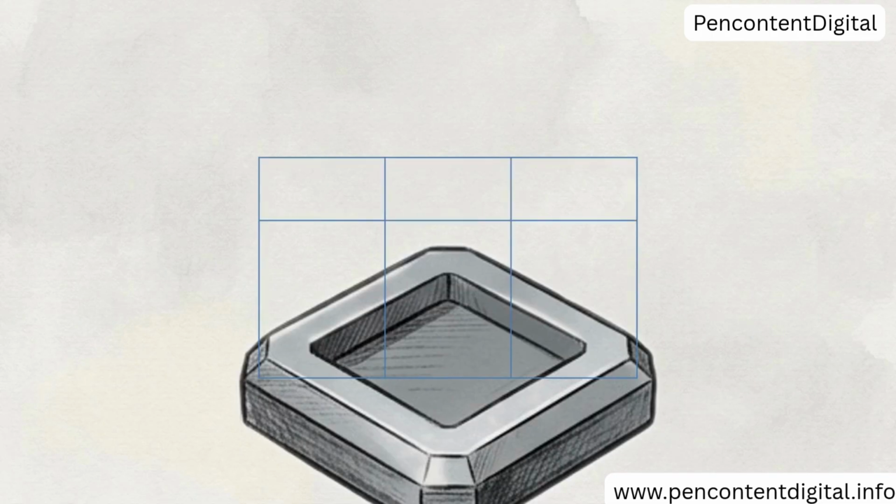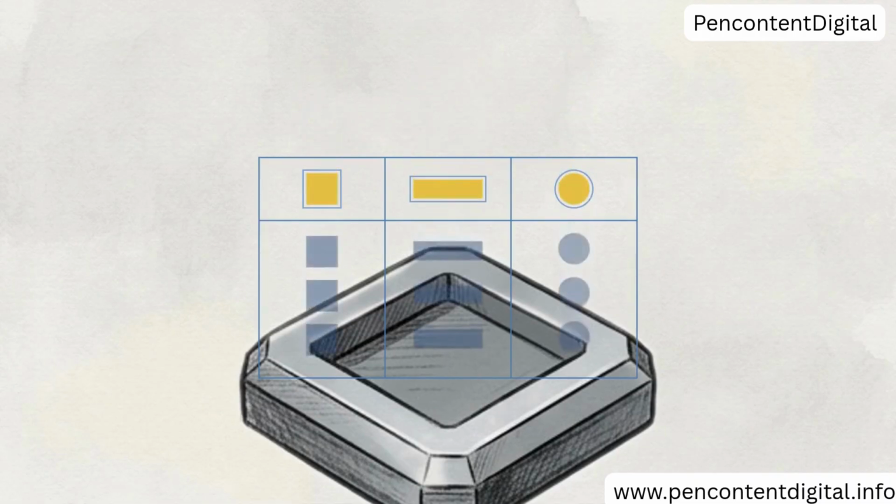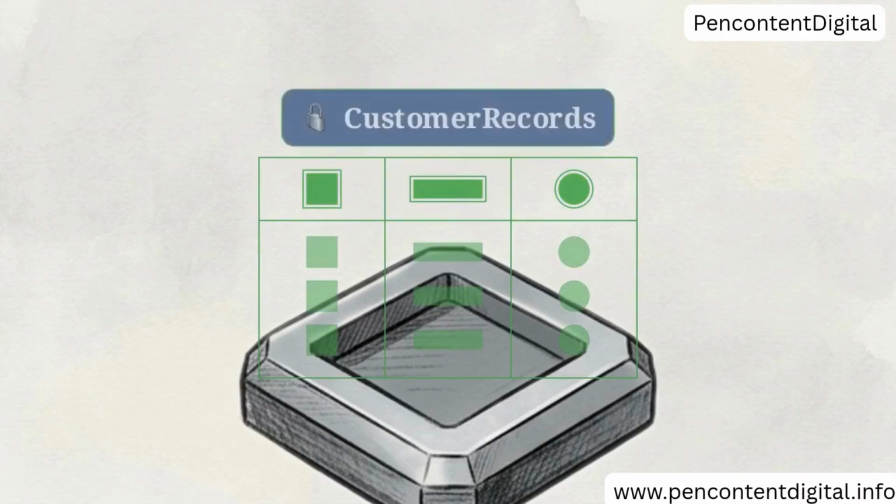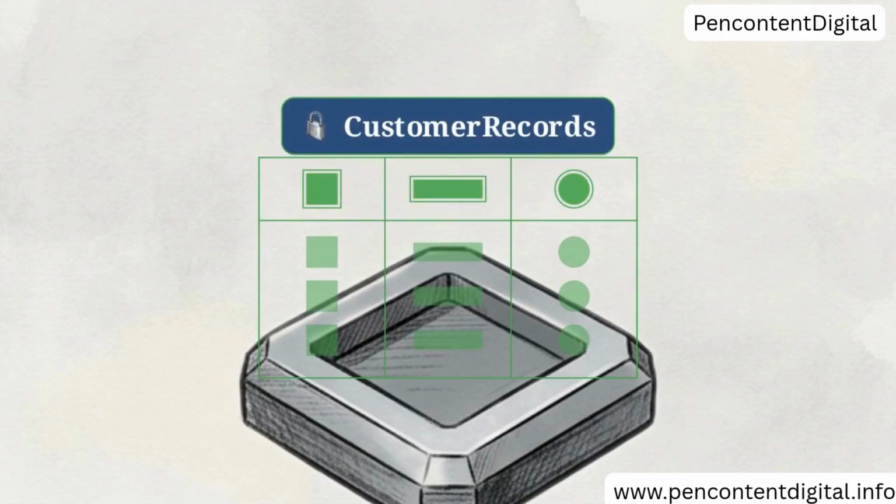A table requires strict rules. We define specific column names and then assign rigid data types to each one. This ensures incoming data matches our format. Once set, save the configuration with a definitive name, like Customer Records, locking that architecture into place.